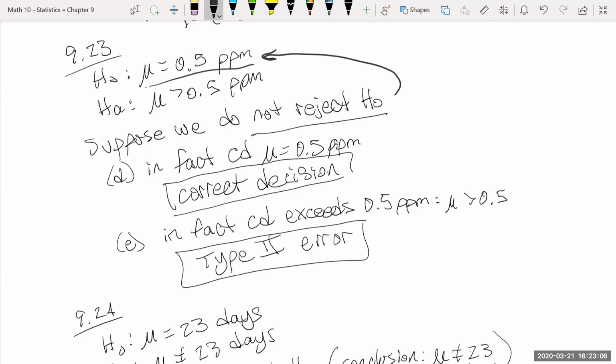So in this time, we didn't reject it. That's what they said here: do not reject the null hypothesis. That was wrong. We should have rejected it if, in fact, it exceeds 0.5 parts per million. So that is an error, and it's a type 2 error.